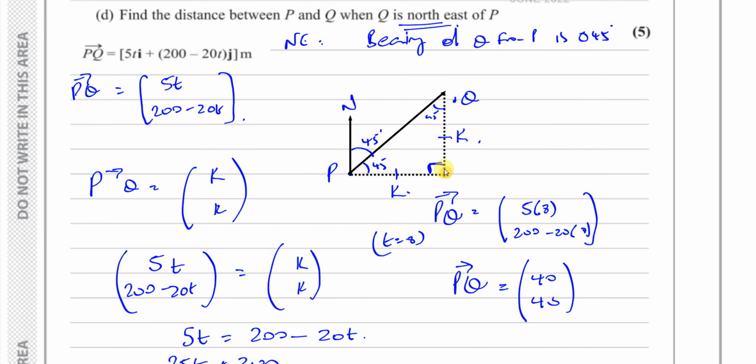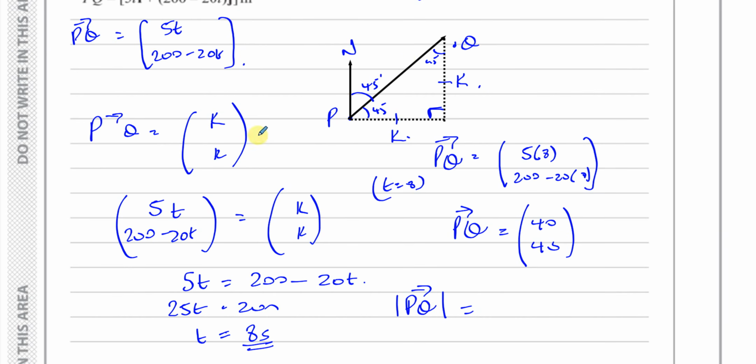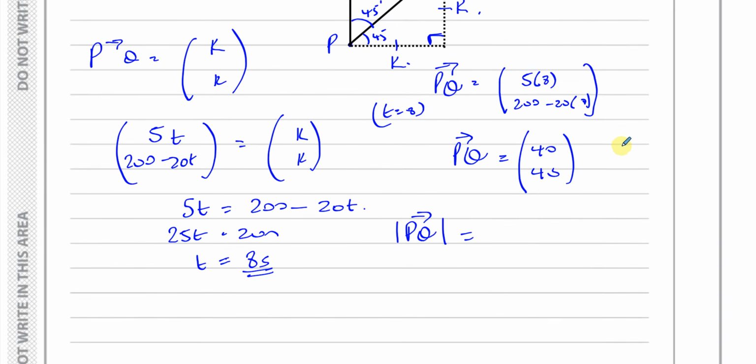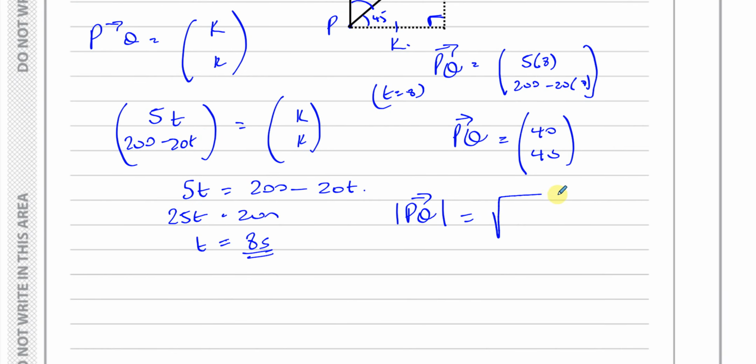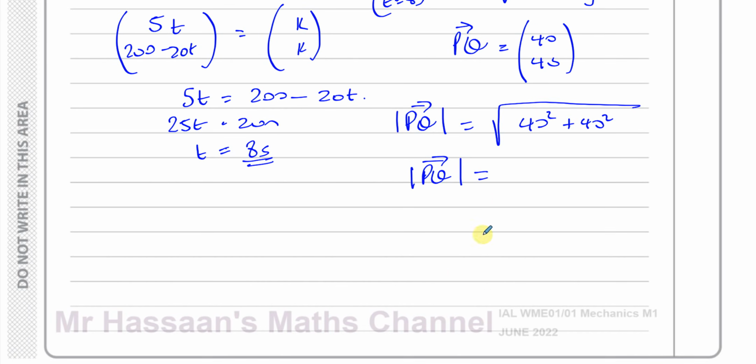So now we are asked to find the distance between P and Q. So we can say the magnitude of the vector from P to Q will be its distance. Okay, the distance is the magnitude of the position vector between P and Q. All right, so now we're going to take the square root of 40 squared plus 40 squared, and that will give us the magnitude of P to Q, which will be the distance between P and Q when Q is northeast of P. So that's what we have to find now.